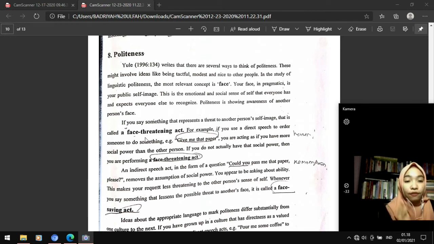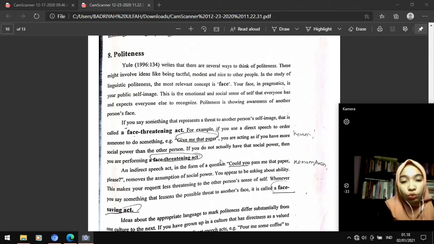We have two kinds of face. We have face threatening act. We have face saving act. Now what is the difference? For example, if you use a direct speech to order someone to do something, give me that paper. If I say, give me that paper, it means that I have the power, right? Than the person that I say. It means that I have face-threatening act.